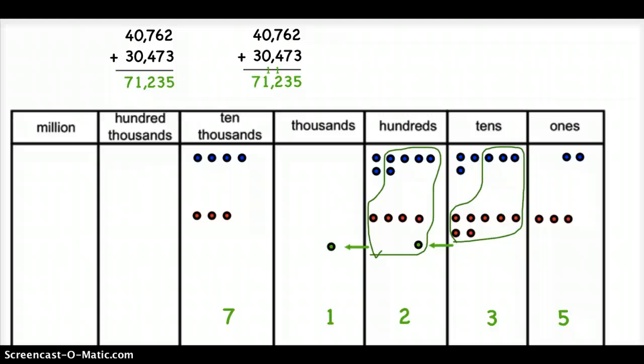Using the standard algorithm, we have 71,235. These little ones here represent the regrouping or bundling. So the 1 and the 3 diagonally show my 13 that I had in total in the tens. The 1 and the 2 show the 12 that I had total in my hundreds, but I'm putting them here, lining them up with the next place value so I know where to add them. And this is how Engage New York suggests that we represent addition.